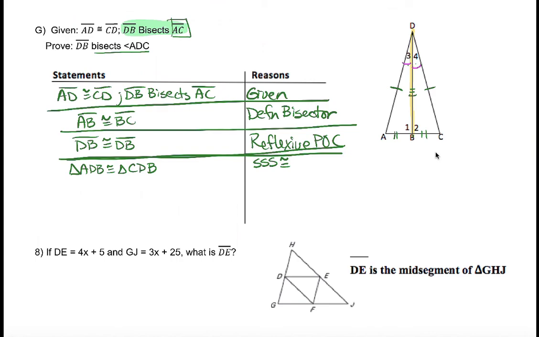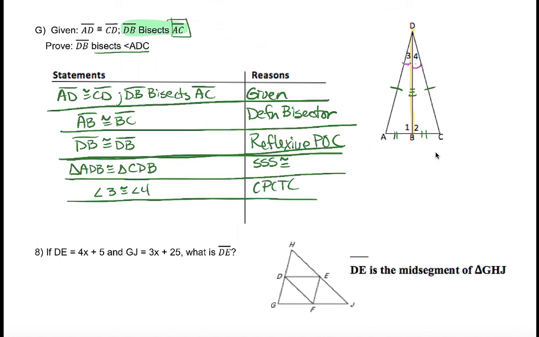So I'm going to now state that angle 3 is congruent to angle 4 by CPCTC, and that proves that we have a bisector. It proves that DB is bisecting angle ADC by the definition of an angle bisector. And that takes care of all of our proofs.